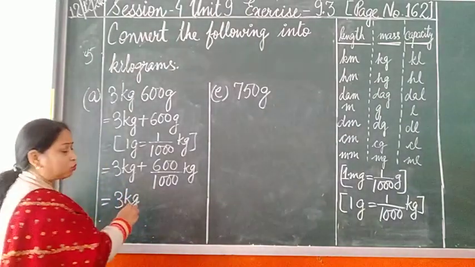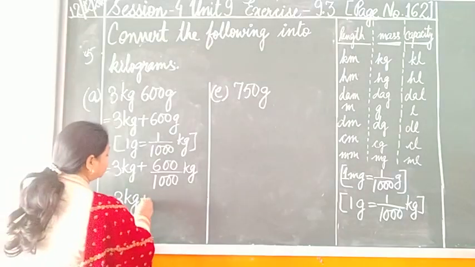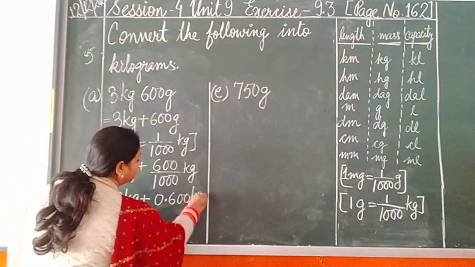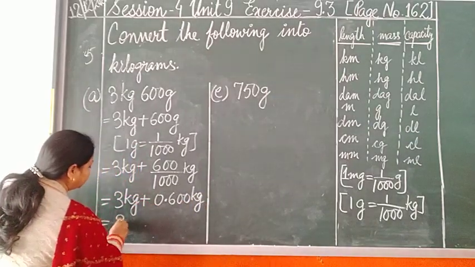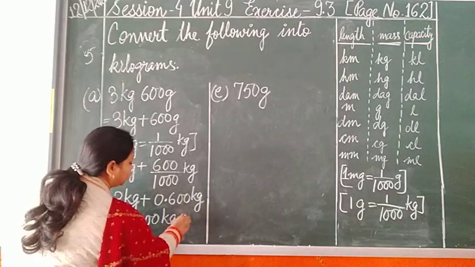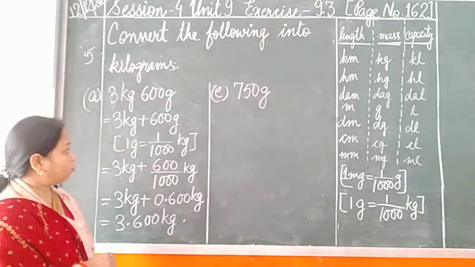You all are able to do it now. 600 by 1000 will change to 0.600 kg, and the answer is 3.600 kg. Clear? Move on to the next one.